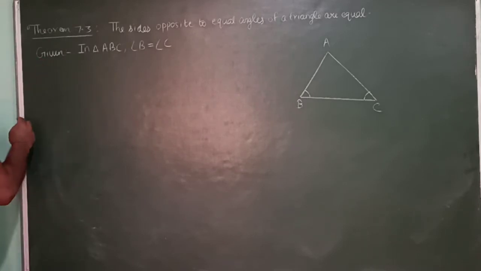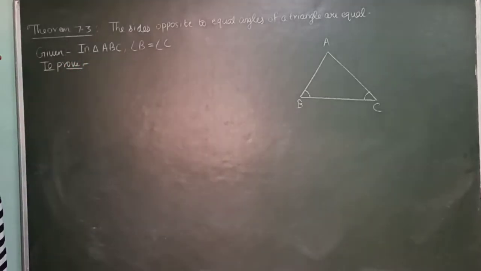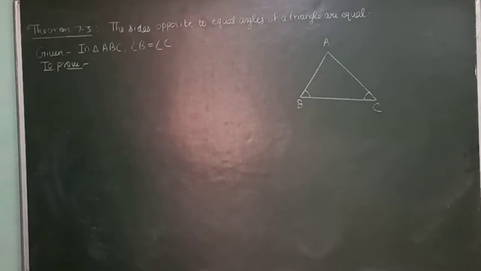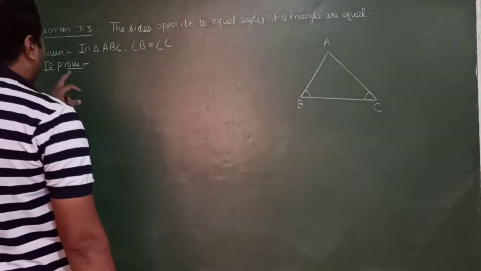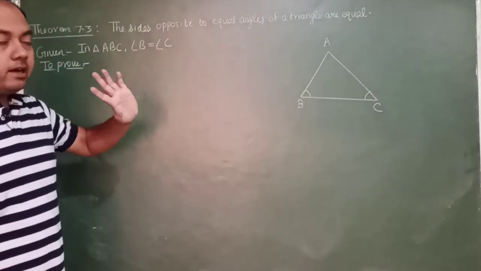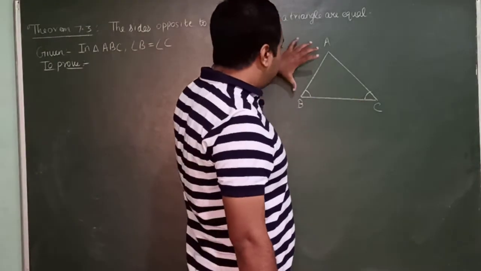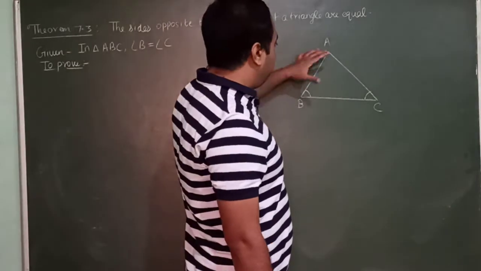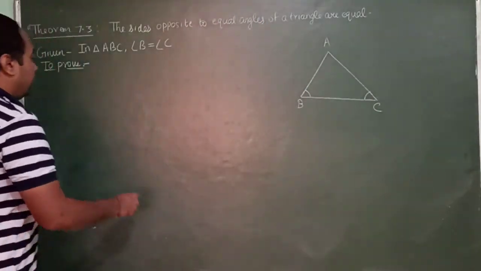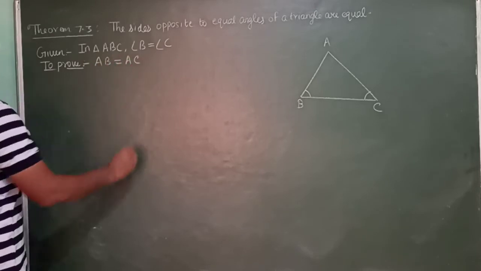To prove. Now see, given in triangle ABC angle B is equal to angle C, then to prove, see, which is the side opposite to angle C? AB. Which is the side opposite to angle B? AC. So we will prove AB is equal to AC. Okay?